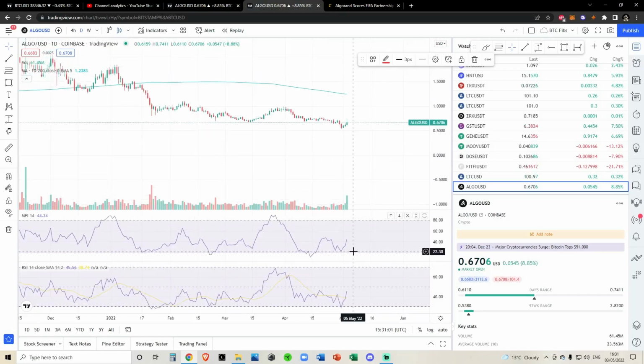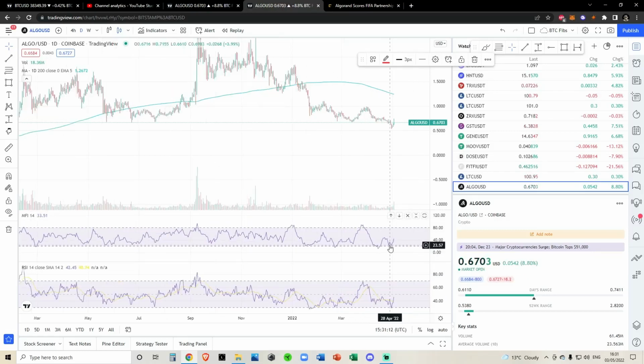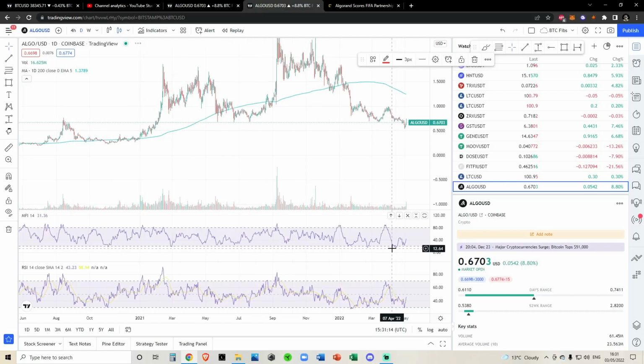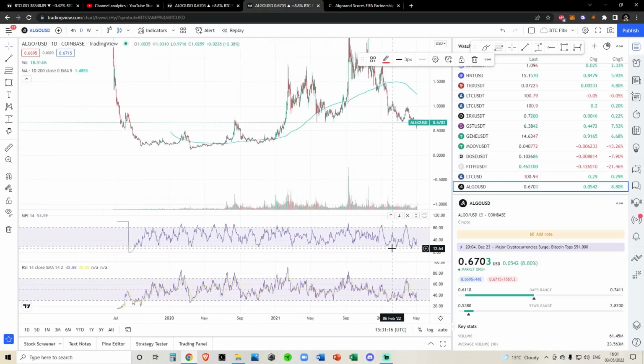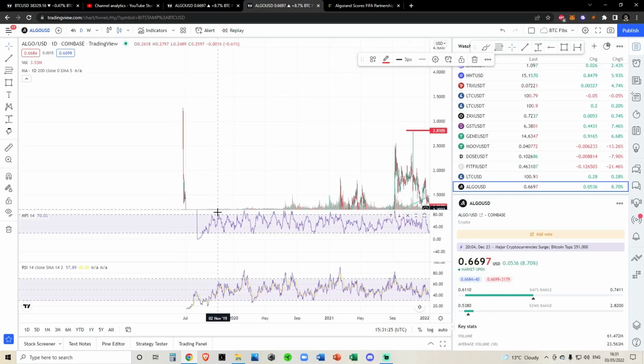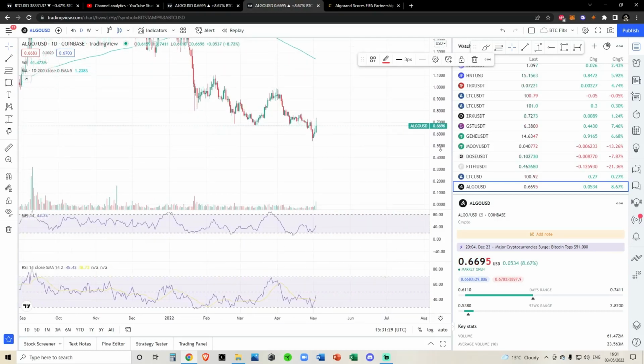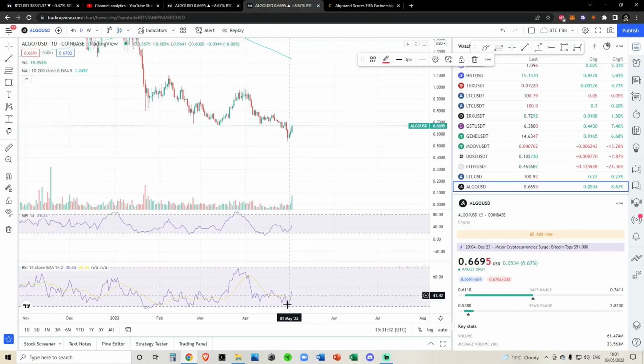Now, looking at your oscillators, we recently had a very nice double bottom on the money flow indicator, whether you want to call it a W, a double bottom, depending on where you draw it. Either way, we had a very nice flush out on the money flow indicator. We recently came down to 12, and we've only historically been at one level lower, and this was during the huge landslide where Algo lost pretty much all of its valuation. So I don't necessarily think we're going to be going into a phase like that again.